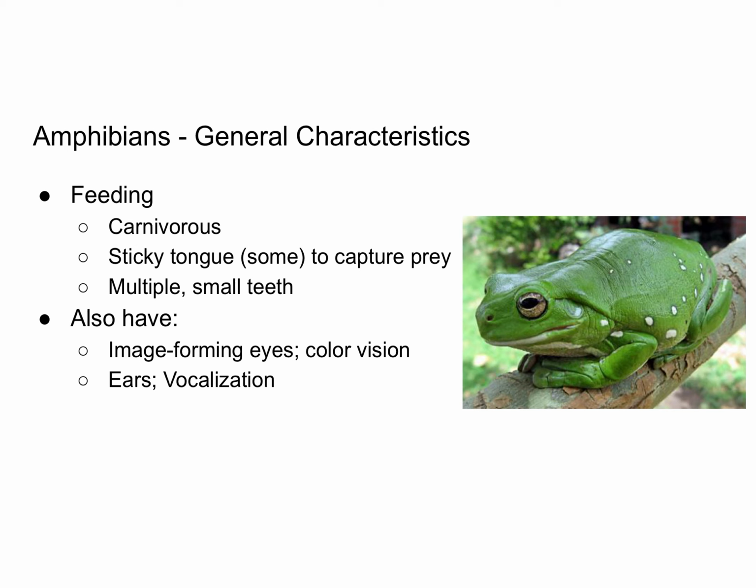Amphibians are carnivorous, meaning that they eat other animals. Some have a sticky tongue that helps them to capture prey. That's something that you would see in frogs. They have a tongue that comes out, and it's got a little sticky end to it so that they can catch a fly. And they do have multiple small teeth in their mouths. They also have image-forming eyes. So these are fairly complex eyes. They can see fairly well, and they have color vision.